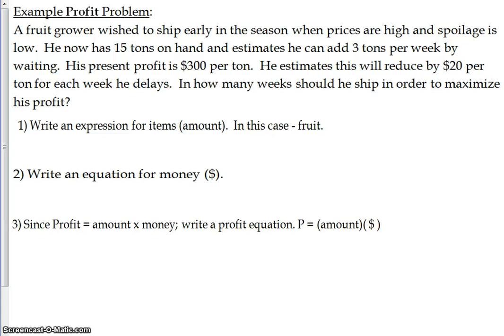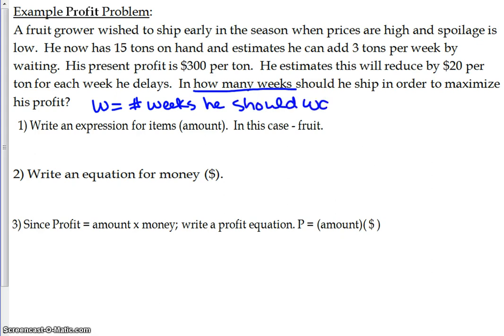He now has 15 tons on hand and estimates he can add 3 tons per week by waiting. His present profit is $300 per ton, and he estimates that it's going to go down by $20 per ton for each week he delays. In how many weeks, that's what we're looking for, should he ship in order to maximize his profit? So we're going to make W the number of weeks he waits.